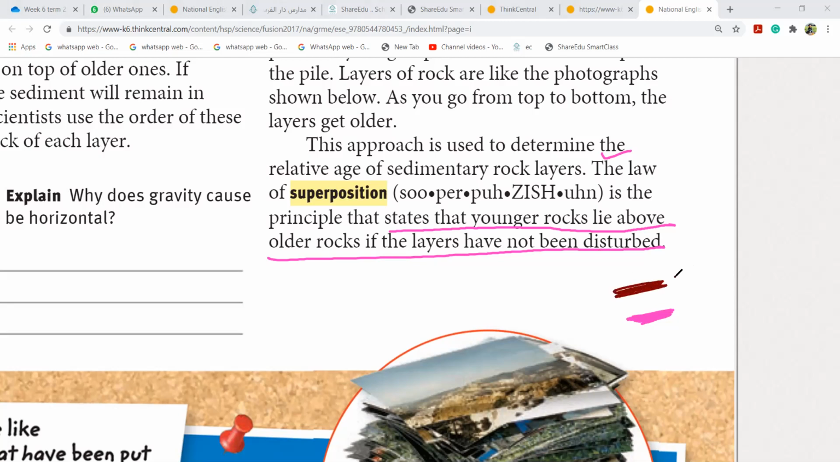If the younger rock is down and the older rock is on top, and they are left undisturbed, I cannot tell this if there is an earthquake. Do you think it will remain together? No, they will be disturbed. So if it is undisturbed and the younger rock lies above the older rock, if the layers have not been disturbed, this is called the law of superposition.